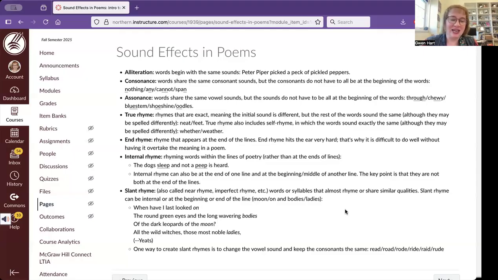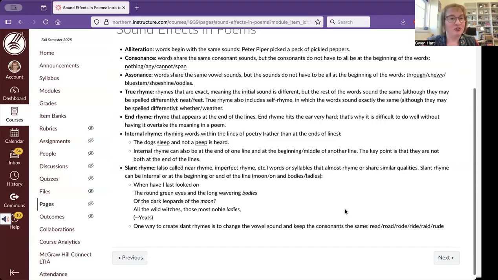One way to create slant rhymes that I think is kind of fun is you change the vowel sound but keep the consonants the same. So read, road, ride, raid, rude. Road and road are exact rhymes, but read, road, or road, ride, or road, rude, right, aren't. So those are some things about sound effects.